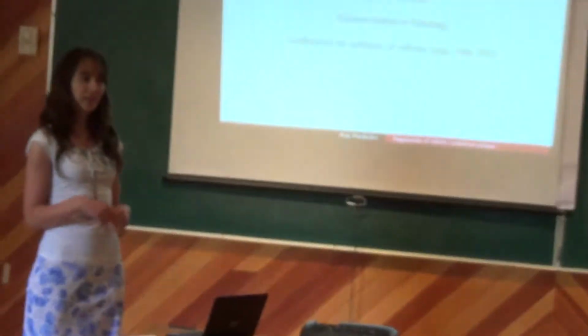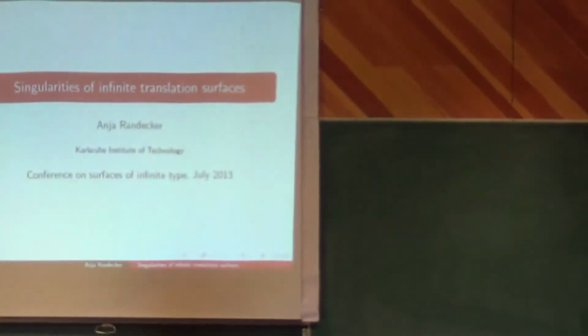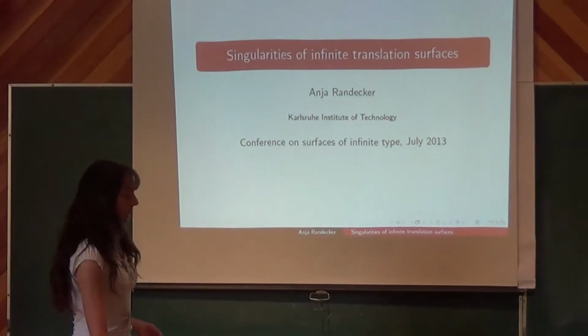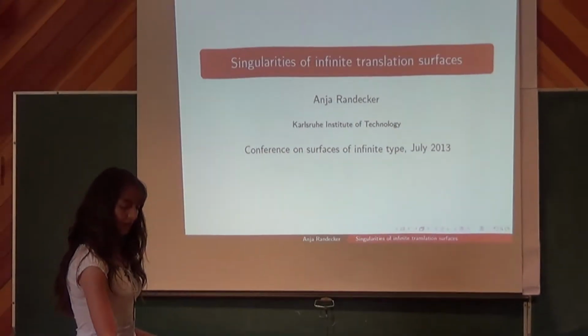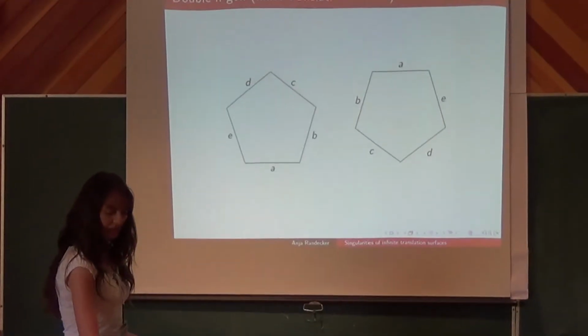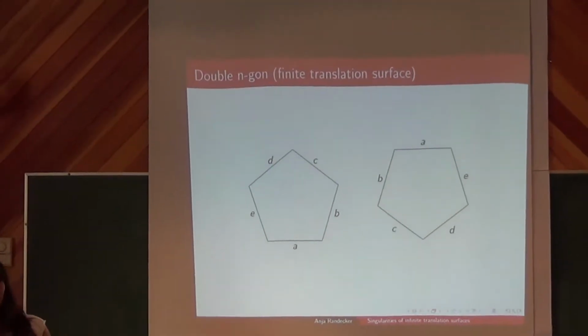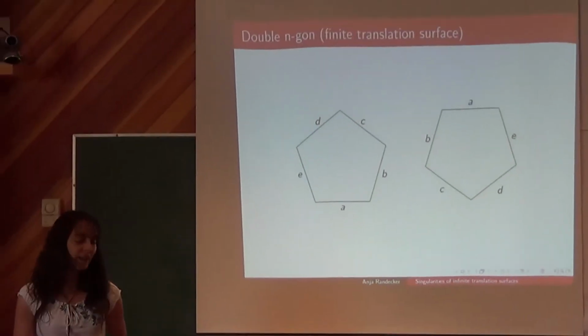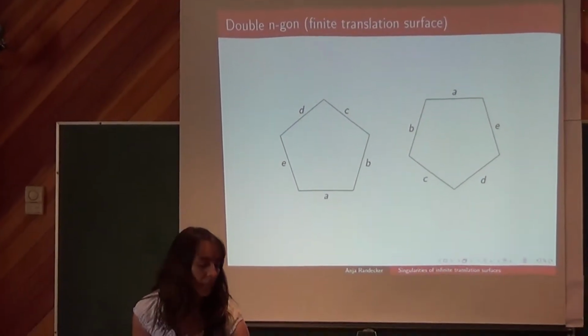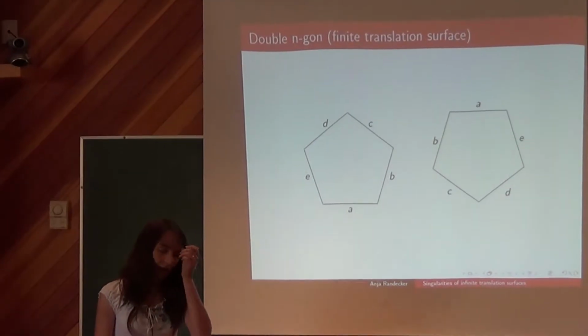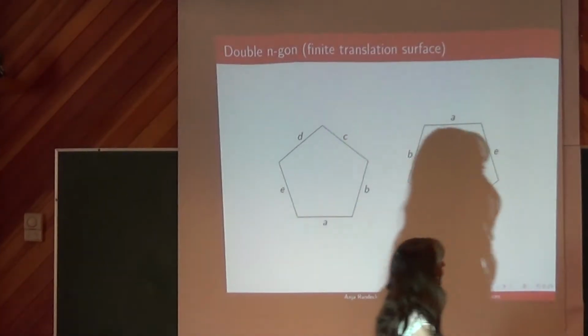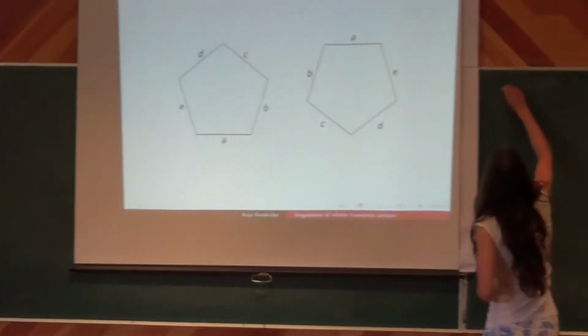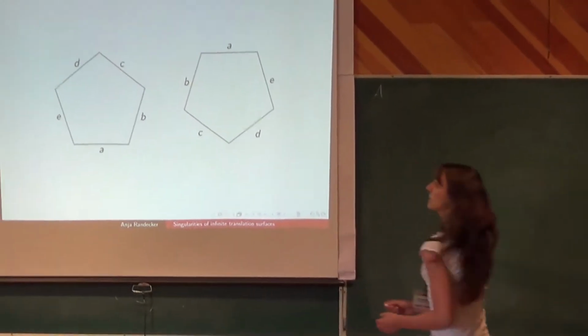But I will not really do some dynamical things, but look more at the singularities. So, just a small reminder, what we like to see as a translation surface is mostly we take polygons and glue them together using translations. And how I like to formulate this is, for me, a translation surface.